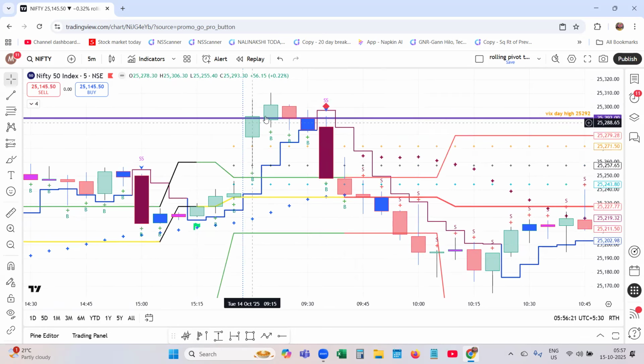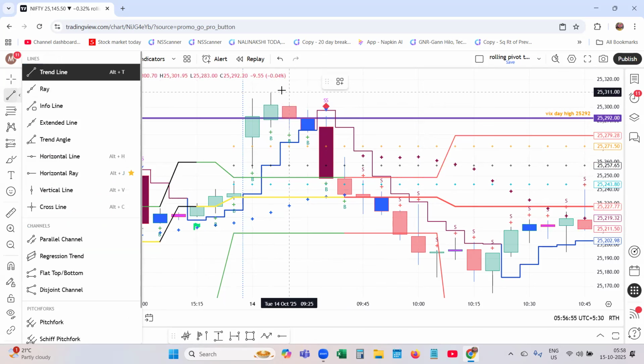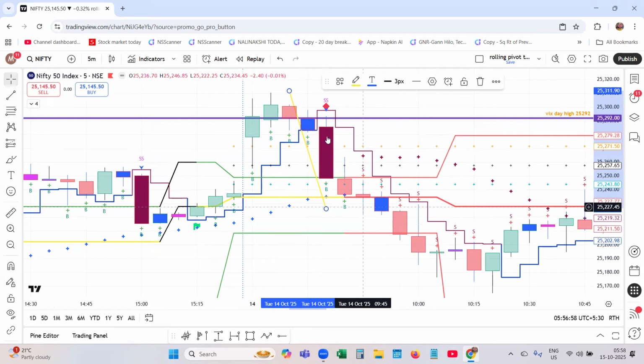Here, the market gapped up. This shorter period Gann HiLo started showing a reversal. This is blue. When compared, you can see the longer period Gann HiLo, which comes along with the rolling pivot, is blue. They were matching together. Let me draw a line over here. They were matching up to this line, up to this candle.